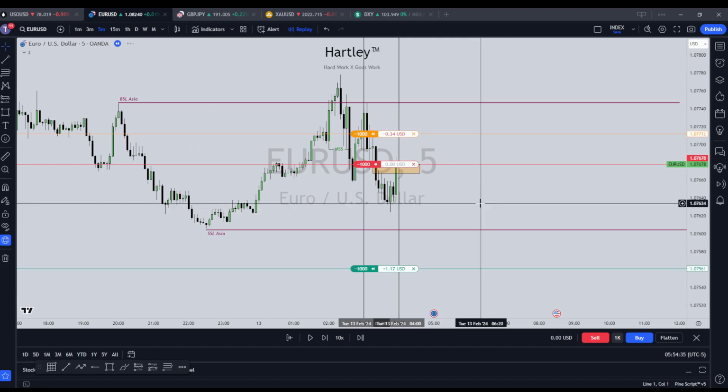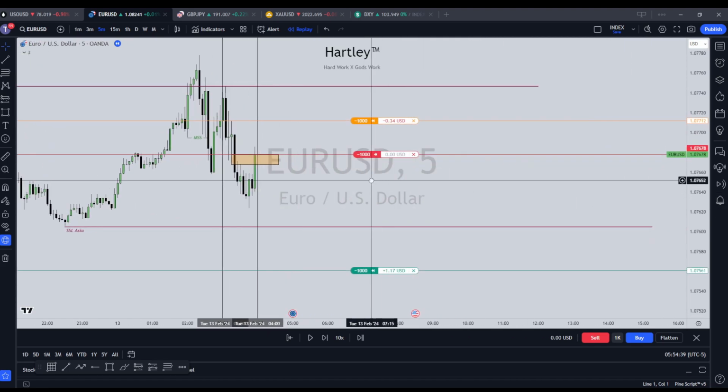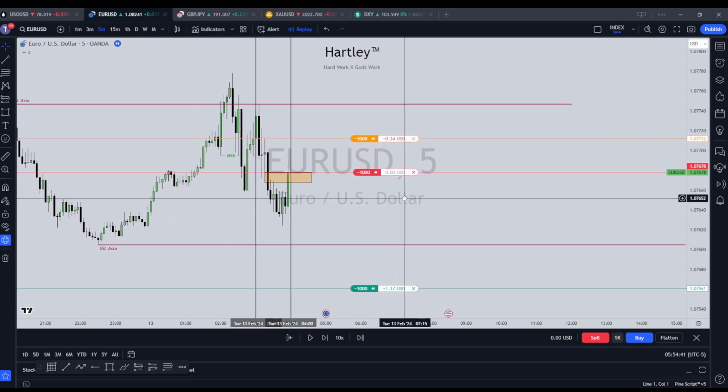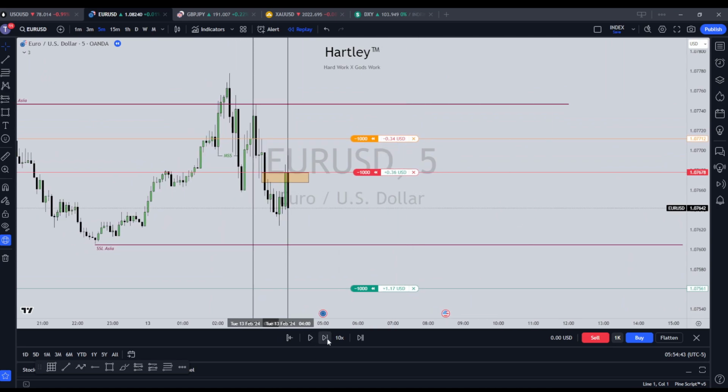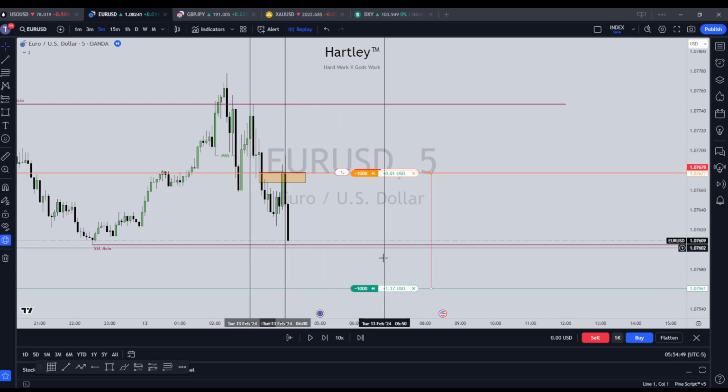Go to the 5 minutes again. This is in the way. Let me move it up to the side. Actually, move it this way. Let's see what happens here. Open next candle, we go down, instantly push down. And then stop loss to break even there.